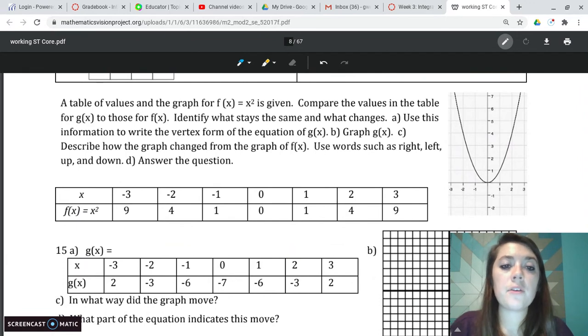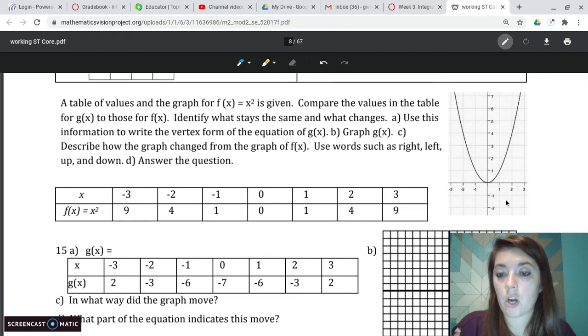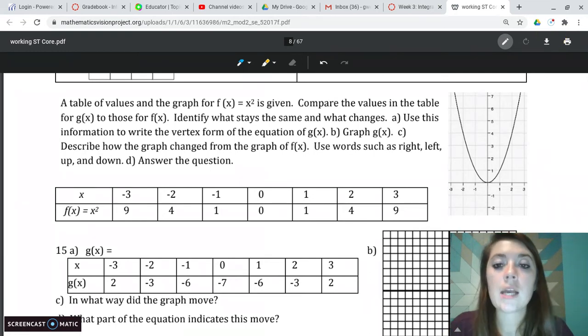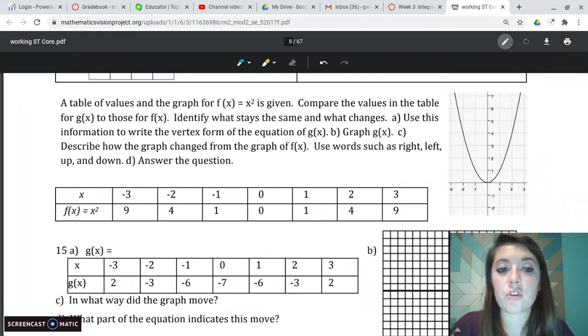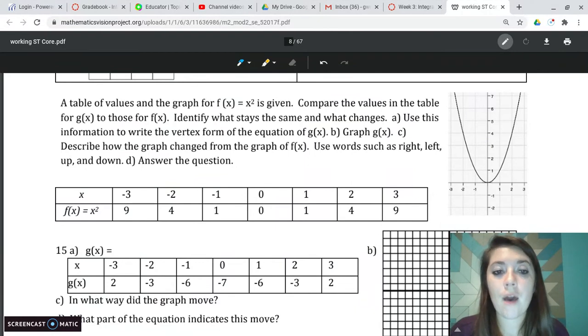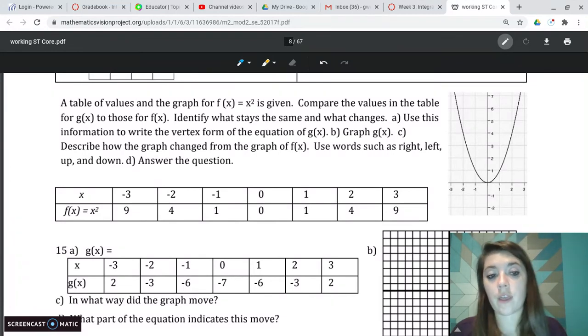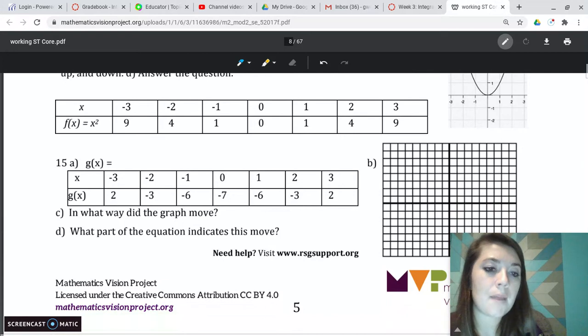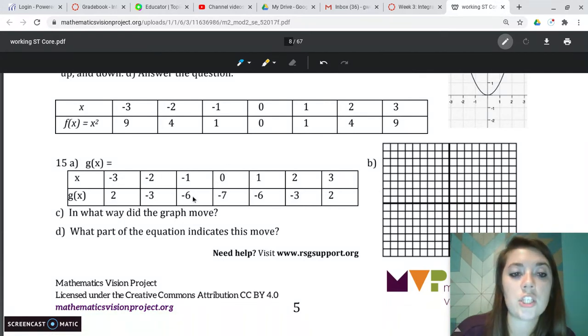All right, a table of values and the graph for f of x equals x squared is given, our parent function for the quadratic. Compare the values in the table for g of x to those for f of x. Identify what stays the same and what changes. Use this information to write the vertex form of the equation of g of x. Graph g of x. Describe how the graph changed from the graph of f of x, and use words such as left, right, up, down. Then answer the given question. So we are going to look at number 15 here. So here is our g of x.